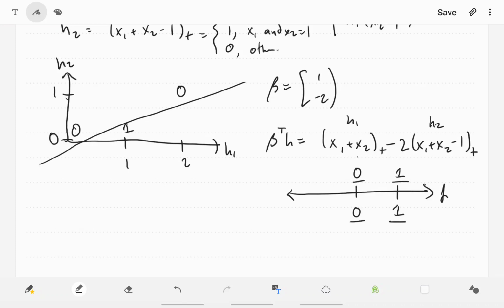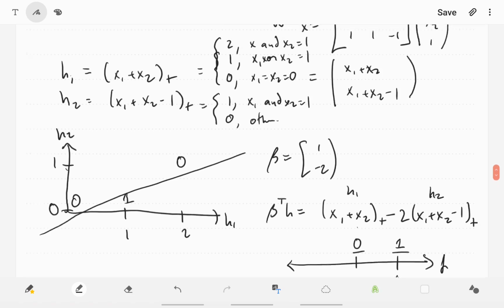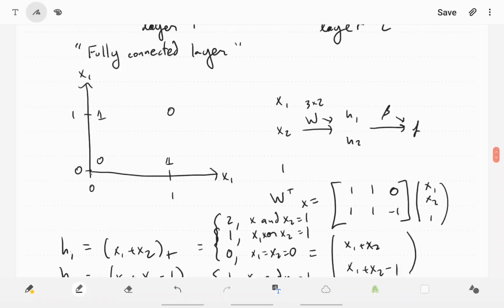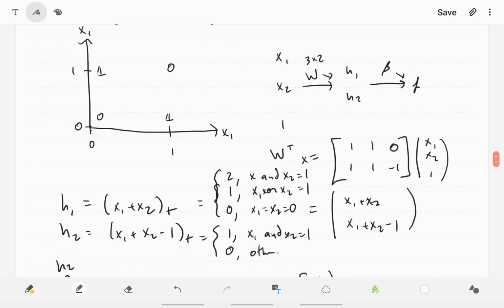Okay. So that's how a neural net can learn XOR, and it's a very simple neural net where you just have two hidden units. You use the ReLU activation function. You have fully connected layers, and you don't even need to include an intercept in this last layer.